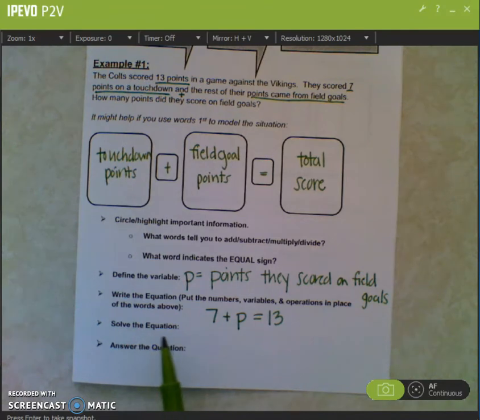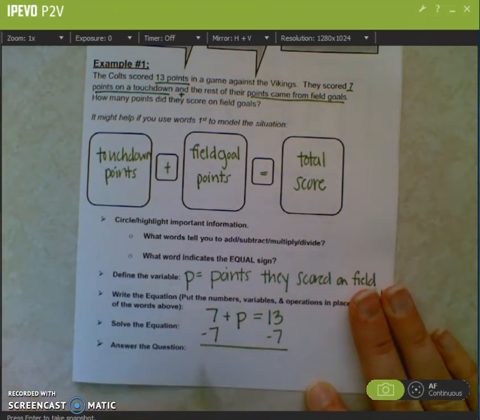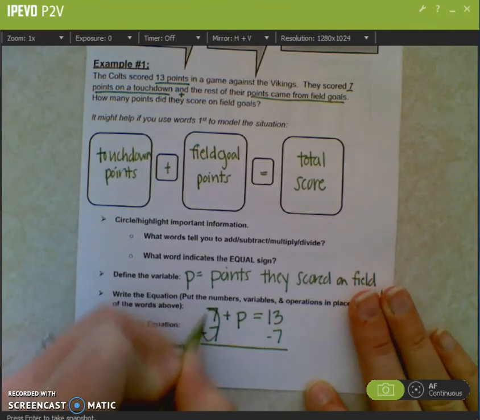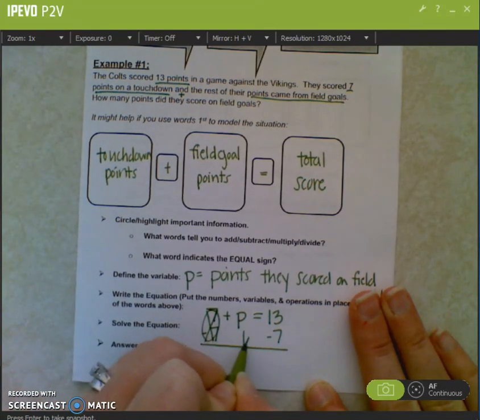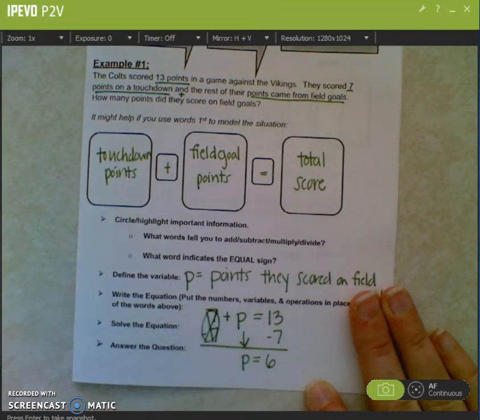So to solve my equation, I'm going to use inverse operations. I'm going to do the opposite of adding 7, which is subtracting 7. And if I do it to one side of the equal sign, I must do it to the other. 7 minus 7 gives me 0 and cancels out, so I can bring my P down. And P equals 13 minus 7, which is 6.